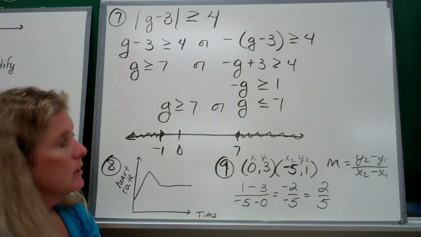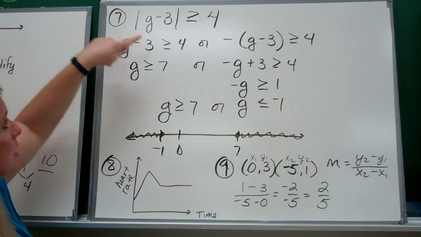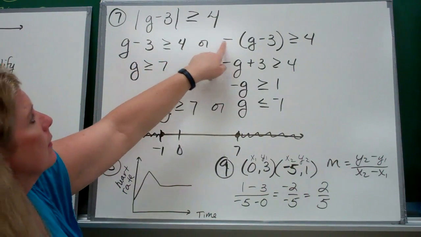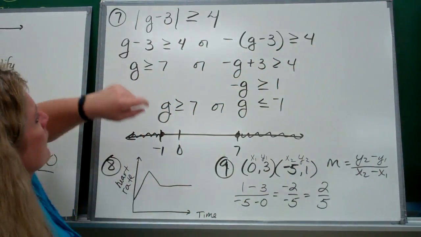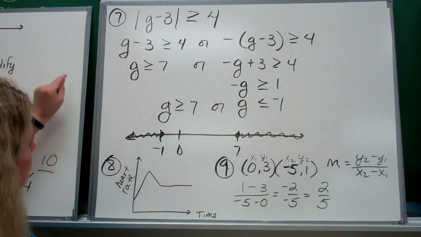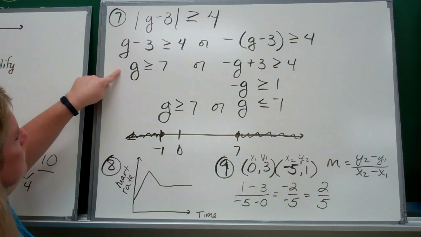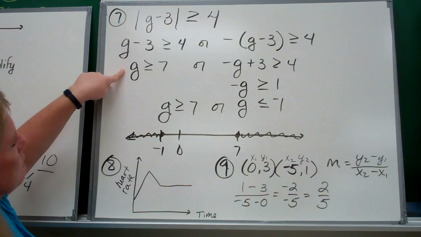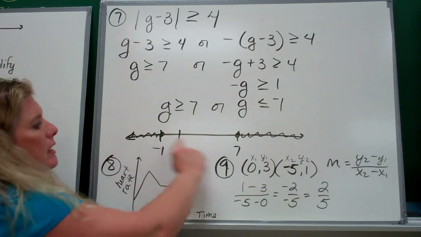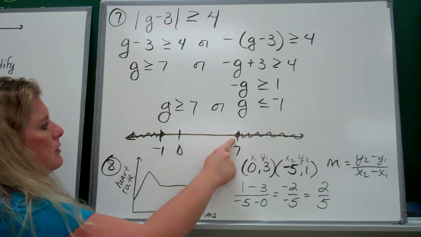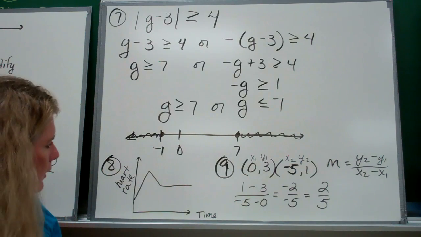The absolute value of g minus 3 is greater than or equal to 4. That means that either g minus 3 is greater than or equal to 4, or the opposite of g minus 3 is greater than or equal to 4. So, go through this, solve it. We have g is greater than or equal to 7, and then or g is less than or equal to -1. The solution, if we had to graph it, would look like this. Solid dots. This is an inequality in one variable, so it gets a number line for graphing.